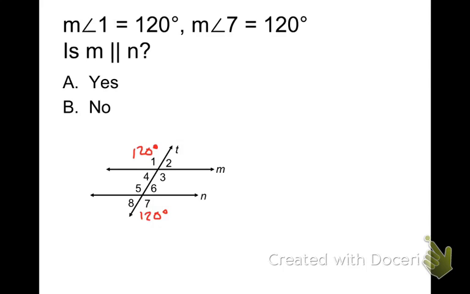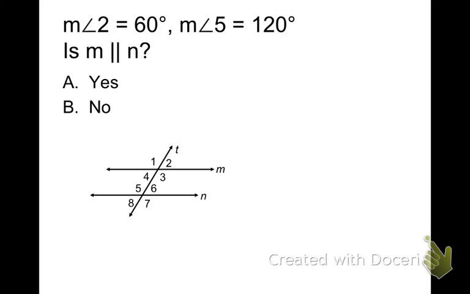Well, angles 1 and 7, obviously their measurements are equal. That tells us that the angles are congruent. And what are their positions? Their positions are opposite exterior angles, and we know that opposite exterior angles being congruent does prove that the two lines are parallel.